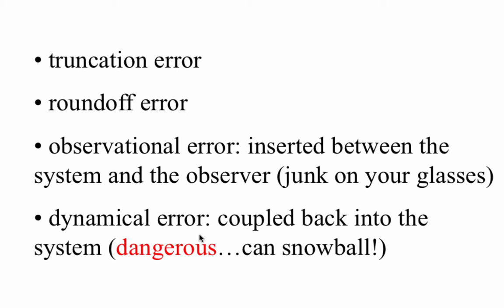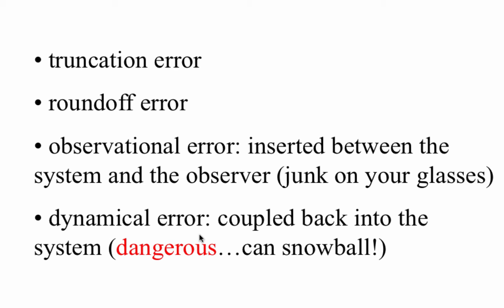Now, if your sensor that you're using to observe a system makes an error in displaying the value of the angle of a pendulum or something like that, that error does not get coupled back into the dynamics. I will call that observational error. That's the stuff on your glasses. And the former, the stuff that gets coupled back into the dynamics, I will call dynamical error. All of this stuff will come back later in this unit.